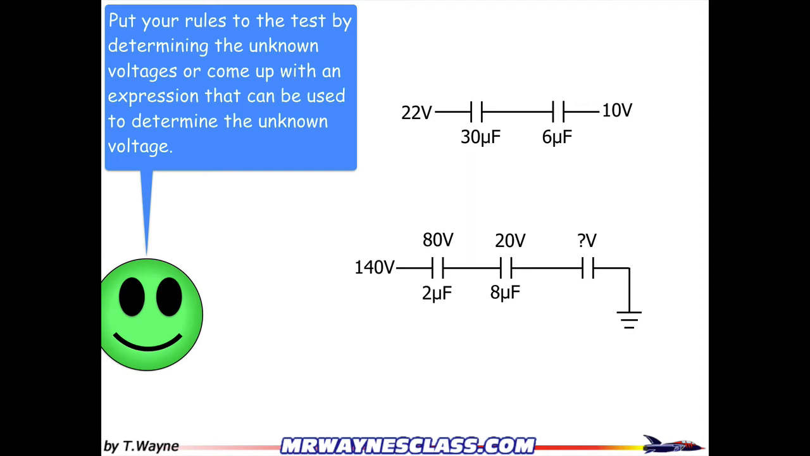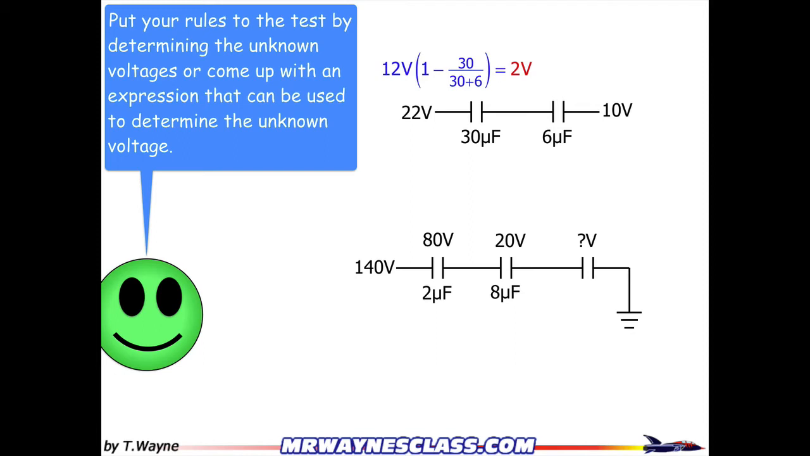So here's the solution. For the top one, one of the ways to do it is to look at it and think, all right, the difference between the left and right end is 12 volts. So I've got 12 volts to work with. The 30 microfarads is going to get part of that 12, and the 6 is going to get part of that 12. For the 30, it's going to be 12 times the quantity of 1 minus 30 divided by 36. And that's going to give me 2 volts.